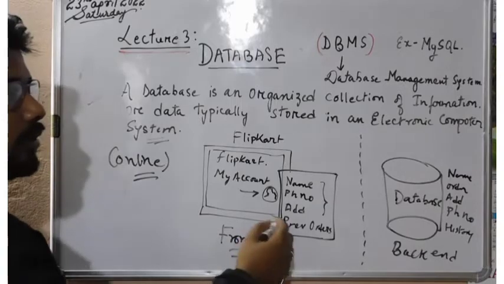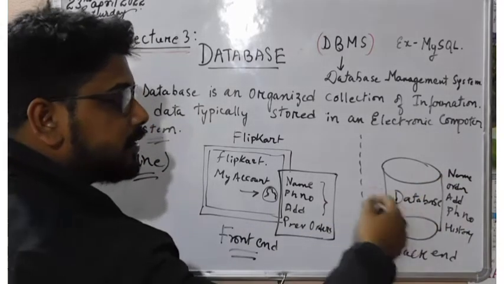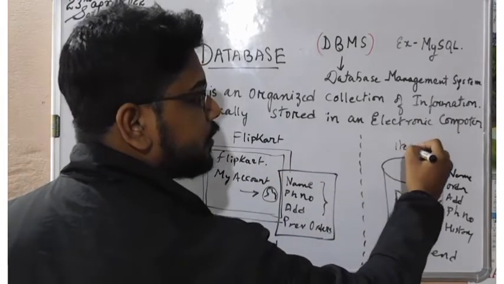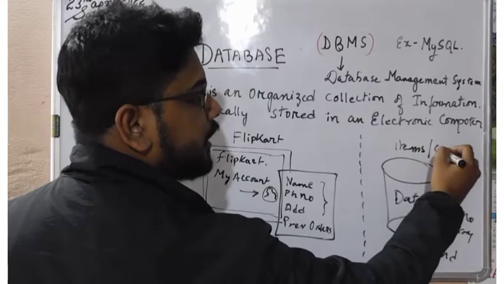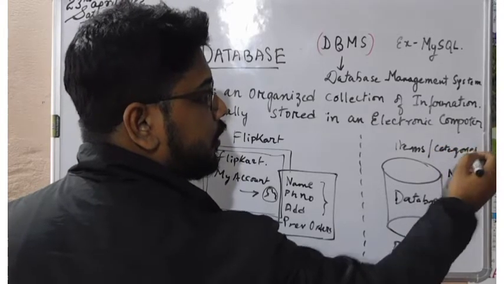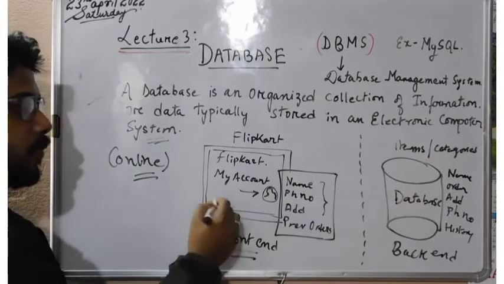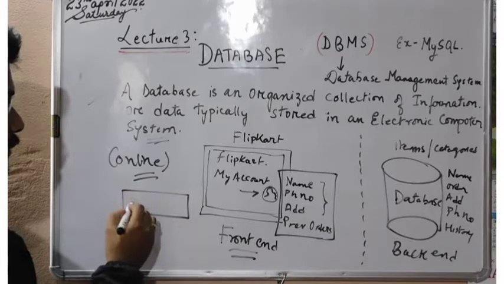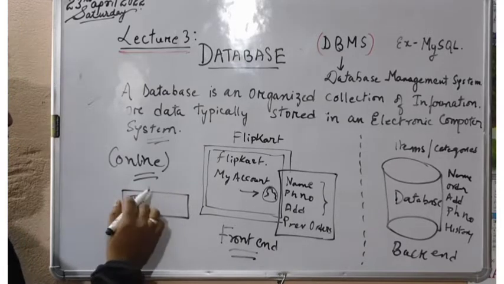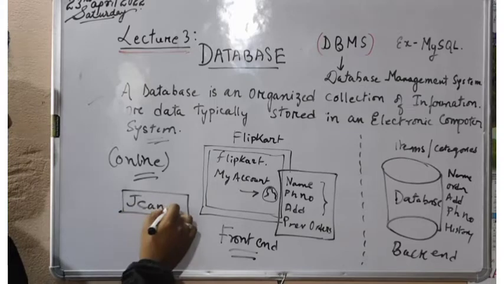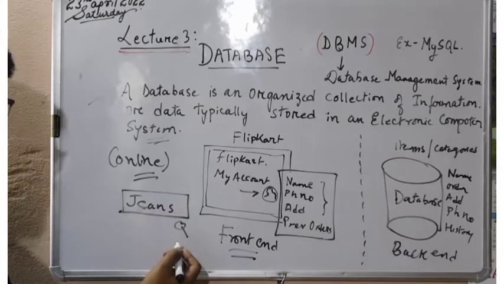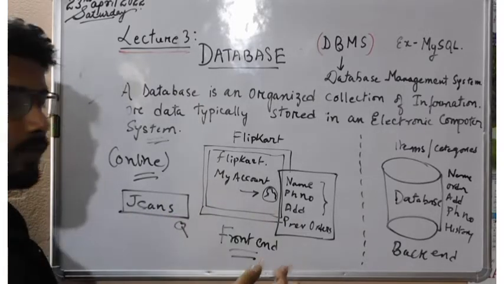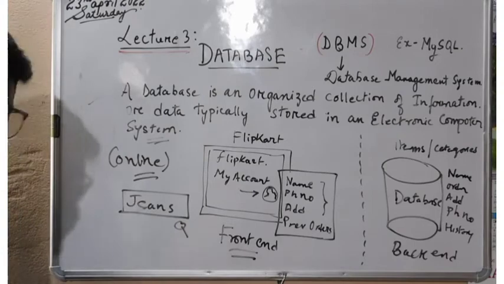Apart from all these details, whatever items and categories Flipkart has to offer are also stored in the database. Whenever we want to search for something, we just type the name. For example, we have to buy a pair of jeans. We just type it and search, and whenever we search, a query gets executed.